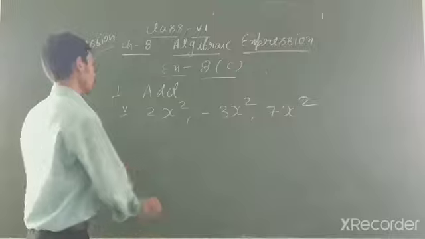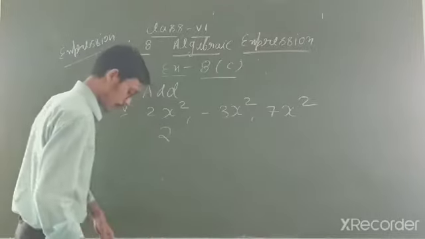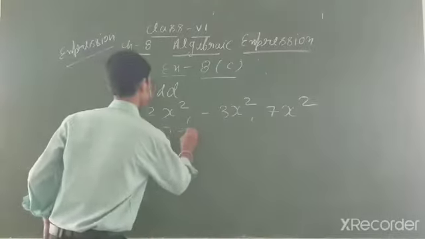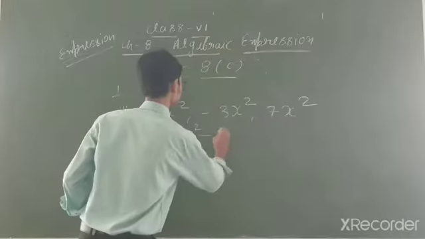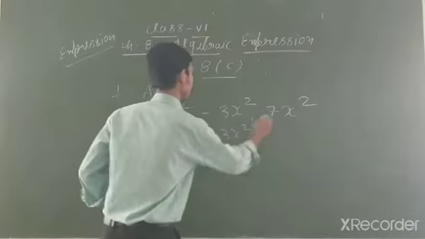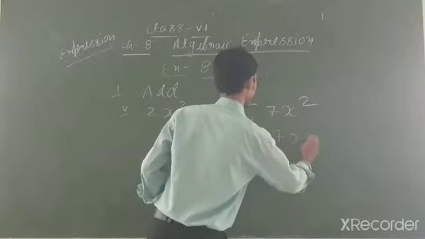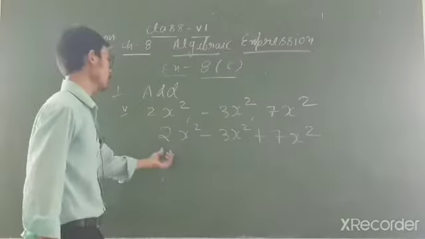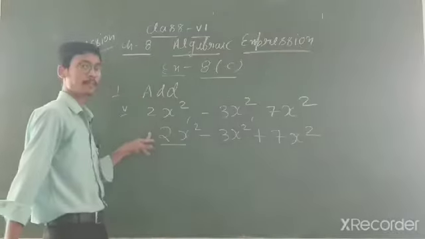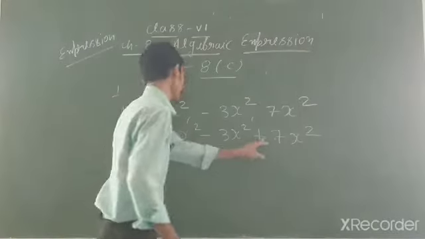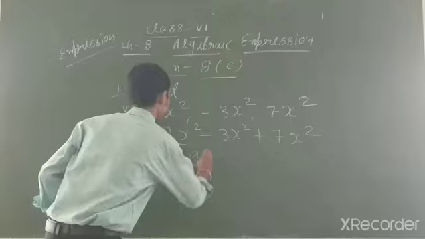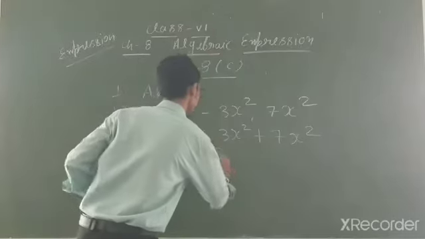You have to add. So write down 2x square, minus 3x square, and nothing is given, any plus 7x square. Clear, student? Now first you will add, because nothing is given, any plus sign, any plus 2 and 7. 7 plus 2 is 9. Write down 9x square. Then minus 3x square.